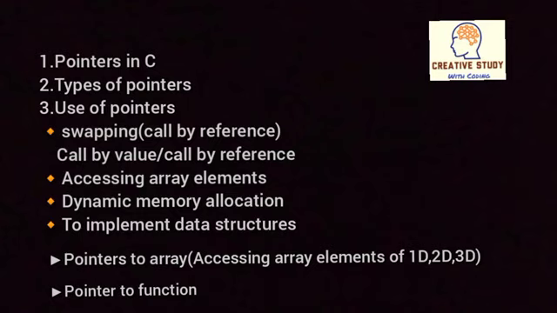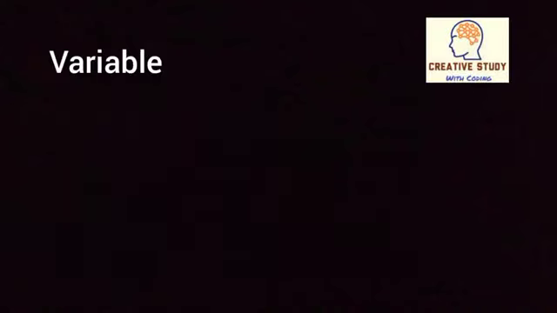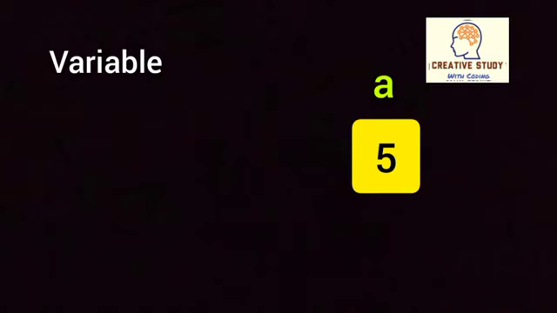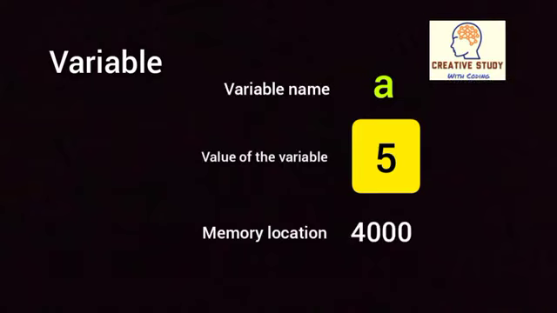So let's get started quickly. But before learning pointers, let's take a short revision of variable. If I declare a variable a of type int and its value is 5, that is int a equal to 5, and we know that a variable is always stored at some memory location or some memory address. Let's suppose it is 4000. Then it will look like this.